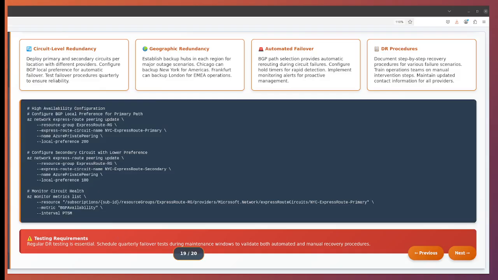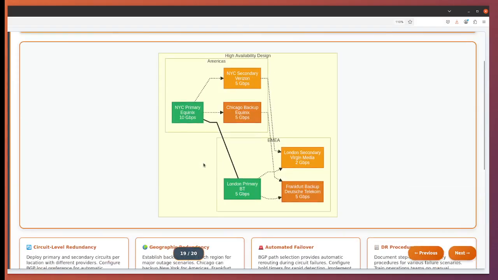Regional redundancy protects against broader outages by providing alternative hub locations. For example, Frankfurt could serve as a backup hub to London for EMEA operations during regional issues. Your disaster recovery procedures should include both automated failover capabilities for common scenarios and manual intervention steps for complex failure situations that require human decision-making. Regular DR testing validates both your redundancy design and operational procedures. Test different failure scenarios quarterly to ensure your team is prepared and systems respond correctly.